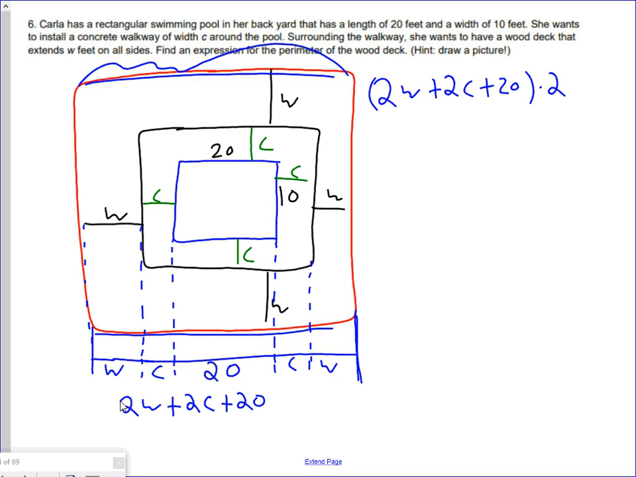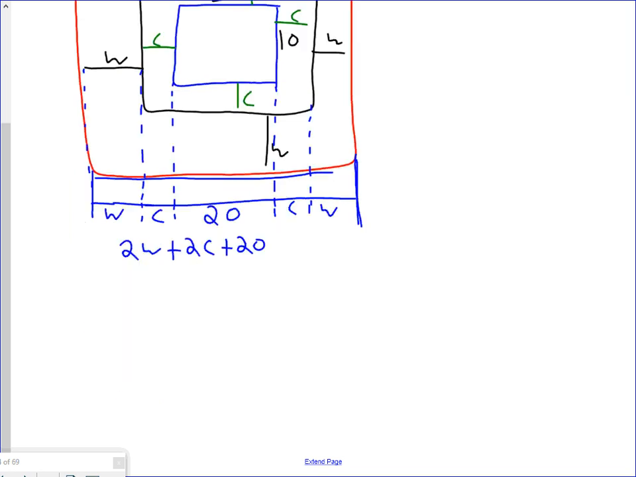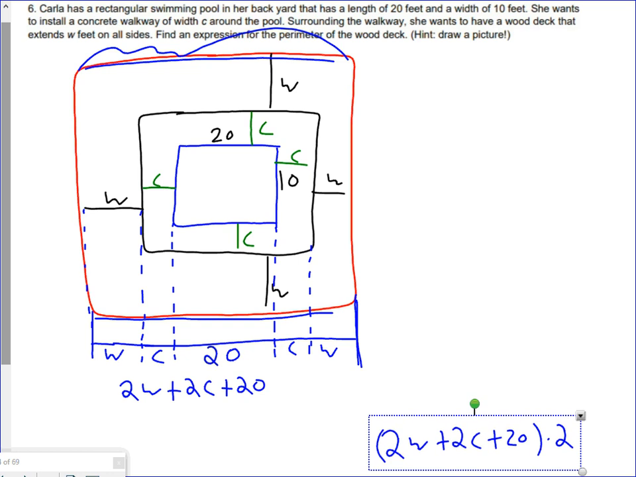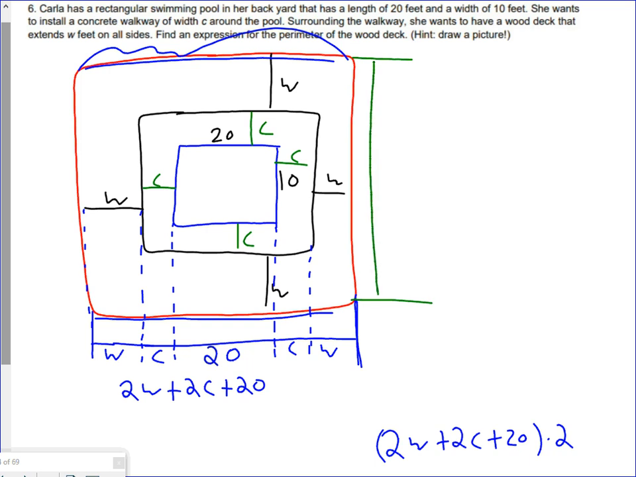Next, we're going to figure out the length of the other part of the pool. Let's move this down here. And that's going to be all of this right here. All right. So from the beginning of the green line up to that wooden deck, that's a length of W. And then from the wooden deck up to this pool right here, that's a length of C. From the concrete walkway to the pool is C feet.